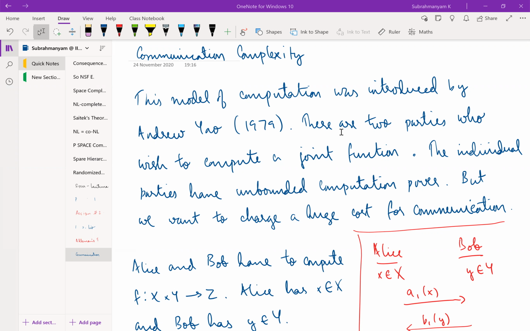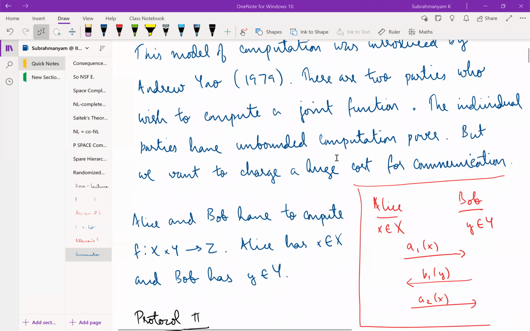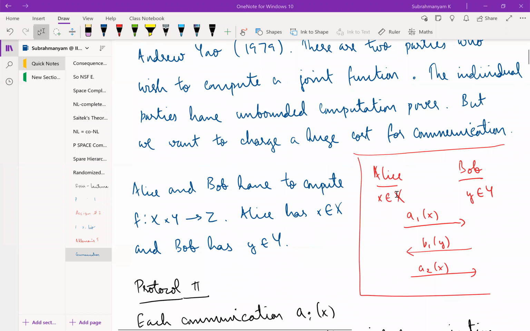So let us try to understand what this is. This was introduced by Yao in '79. Basically, Alice and Bob are two parties. Alice has an input X from a domain capital X, and Bob has an input Y from a domain capital Y, and they have to compute a function which is a joint function of both X and Y. For instance, X plus Y could be the function. We'll see some examples.